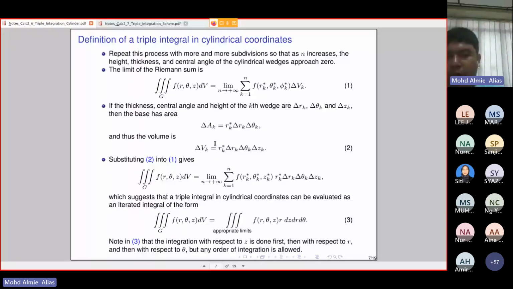Okay, so you've seen this before, from the polar coordinate. But now you have an extra term, which is delta z, the height, which gives you your integration as r dz dr d theta, or any order of integration. I mean, it can be r dr d theta dz. It's up to you. But if you change the order of integration, of course, you need to change the limits, and that's why we write here appropriate limits.